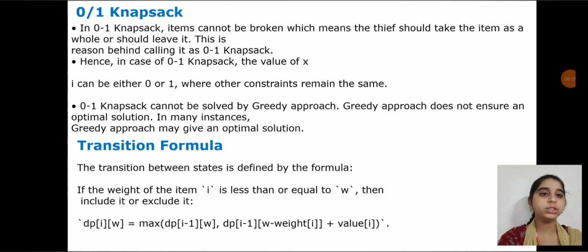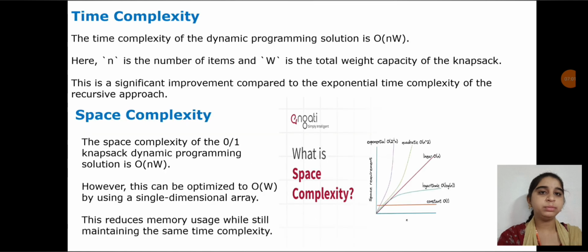Transition formula for the 0/1 knapsack problem. The transition between states is defined by the formula: if the weight of the item i is less than or equal to W, then include it or exclude it. dp[i][W] equals maximum of dp[i-1][W], and dp[i-1][W - weight[i]] plus value[i]. This is the transition formula for the knapsack problem.